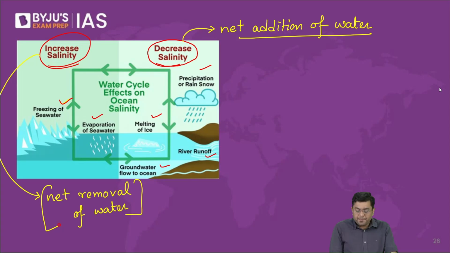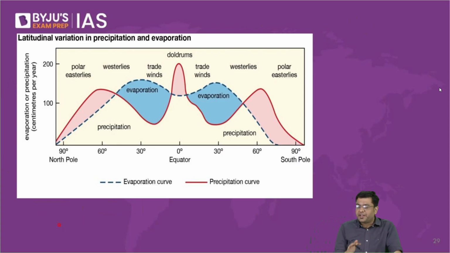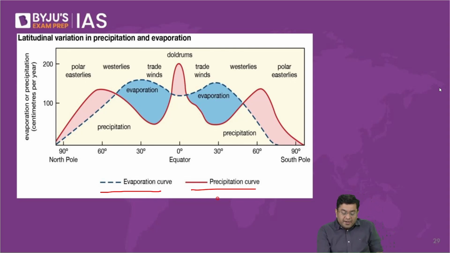Okay. So here, this is a representation of the pattern between evaporation and the amount of precipitation. The blue curve represents evaporation and the red line indicates the amount of precipitation. At the equator, that is at the doldrums, you have daily occurrence of rainfall. Which kind of rainfall is observed at the equator? Try to recall that. Convective rainfall, convectional rainfall. Perfect.